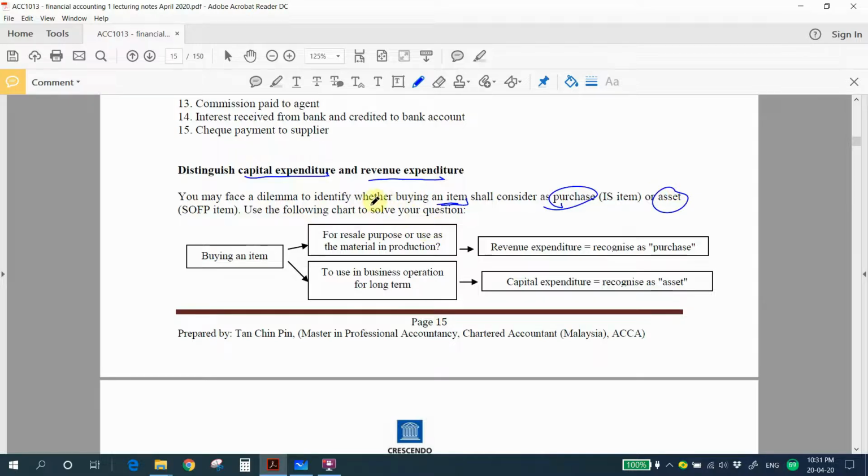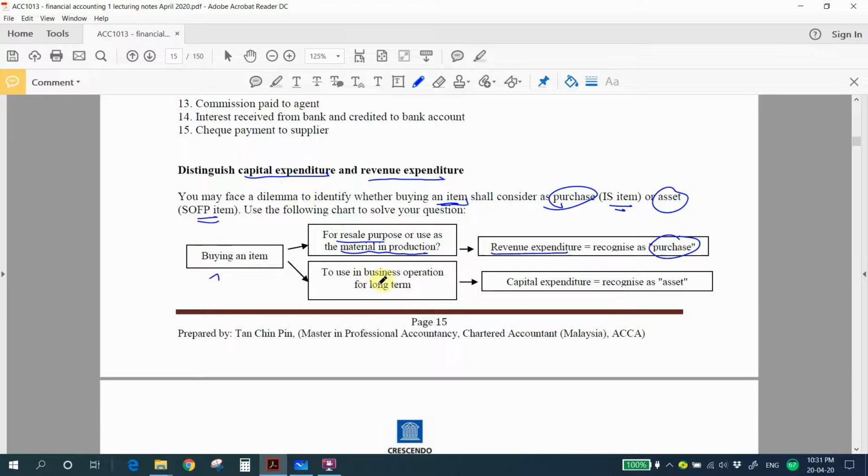How to identify whether this item is considered as a purchase, which is recorded in your income statement, or this item should be considered as an asset for your SOFP item. So you can use the following chart to solve your question. When you buy something, you check whether this is for resale purposes or has been used in the production. If the answer is yes, then you should recognize it as a purchase because this is revenue expenditure.